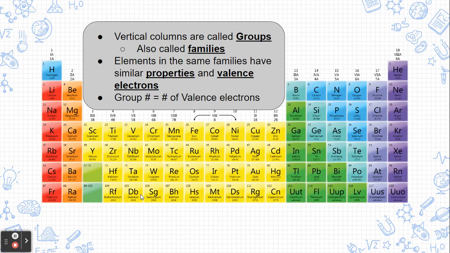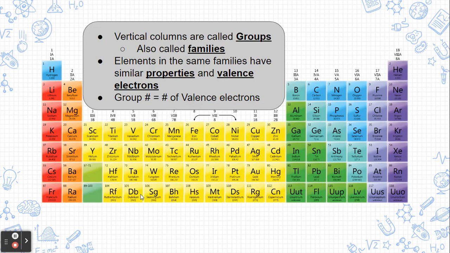Elements or boxes in the same family have similar properties. Like, you know, they have similar features. They have similar things about each other, because they have the same what? Who remembers this word? Valence. This is an E, but you actually kind of say it as an A. Valence. Let's say it together. Valence.